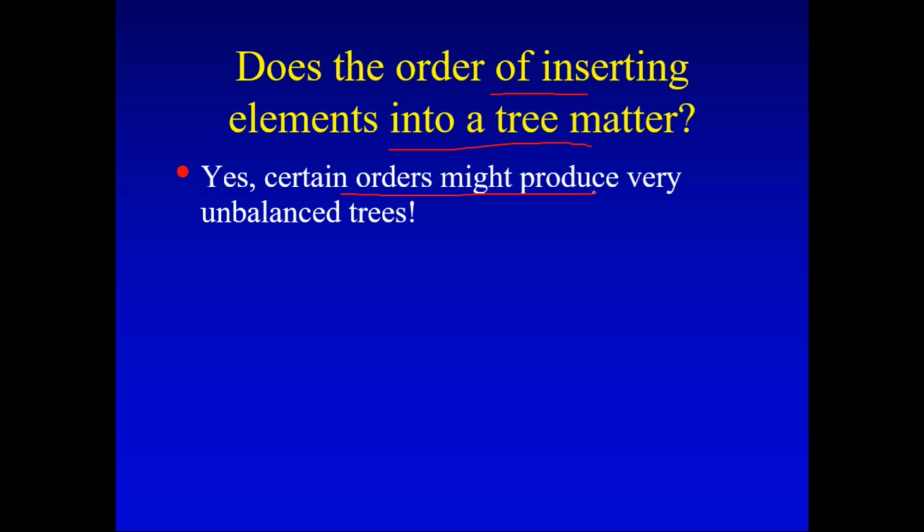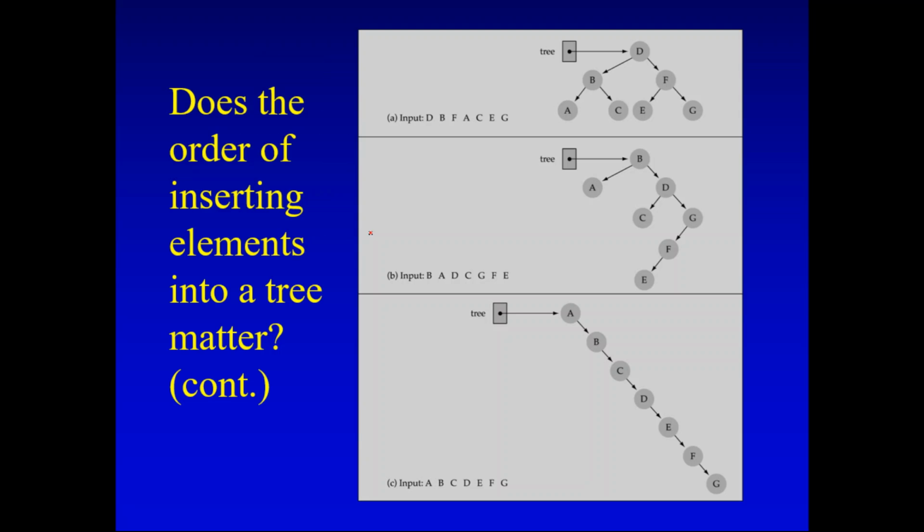Certain orders might produce unbalanced trees. What is an unbalanced tree? The actual definition of an unbalanced tree we will discuss sometime later. But as of now, understand that an unbalanced tree means there is a lot of difference between the left subtree and the right subtree. So maybe the tree is skewed in one direction. Such a tree we call an unbalanced tree.